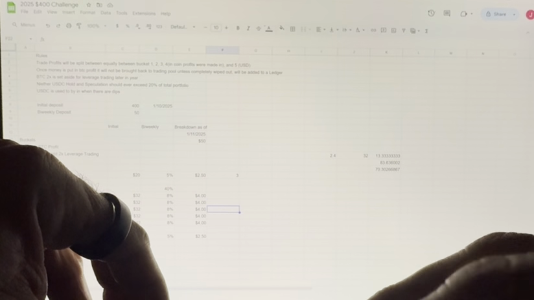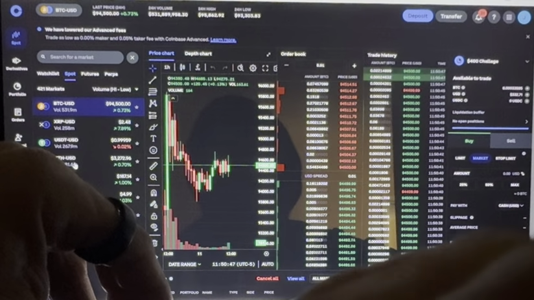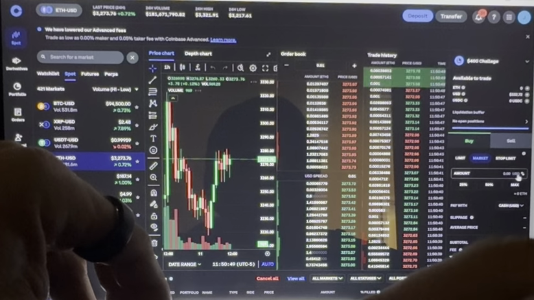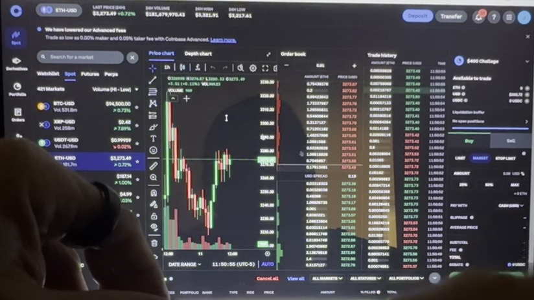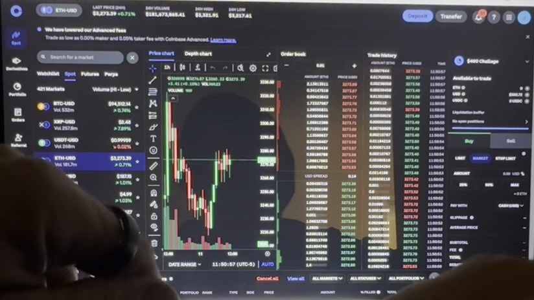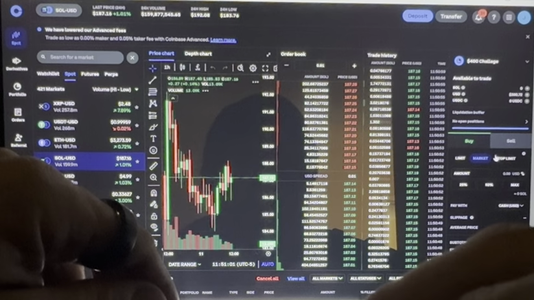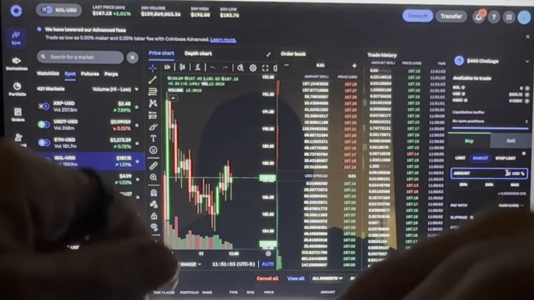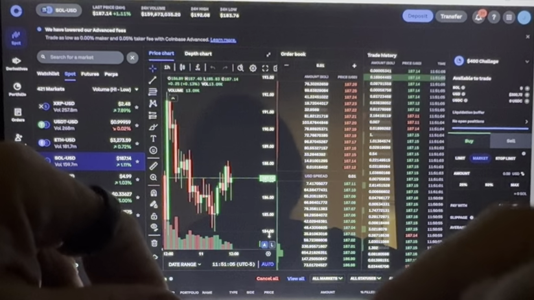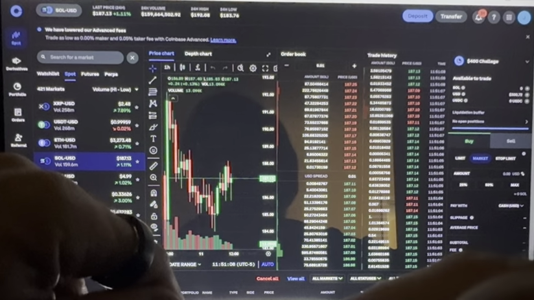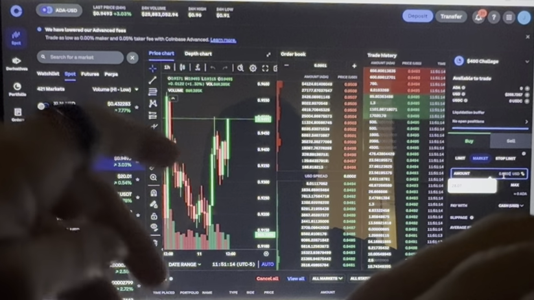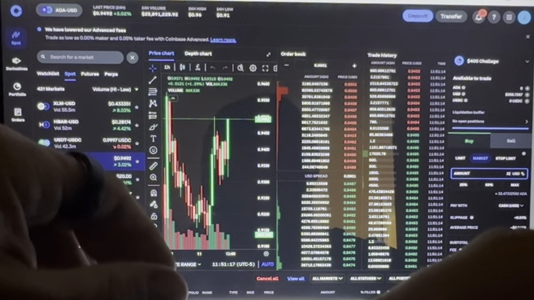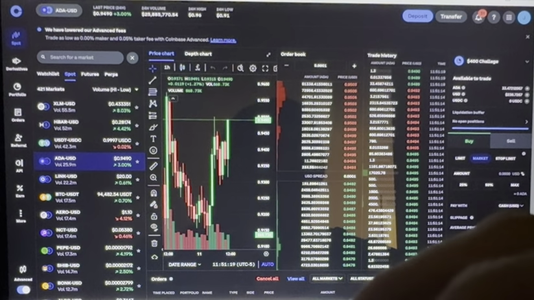Next is, we got the XRP, we're gonna do Ethereum, we're gonna do the same thing. We're gonna go in, $32, plop. Then it's gonna be Solana, $32, plop. Next is gonna be ADA, $32, plop.